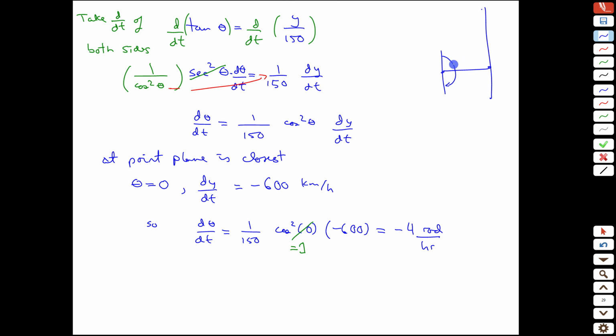And again, is that unreasonable? Not too bad. When we're that far away and traveling 600 kilometers per hour, it's not going to look like the plane is moving that quickly when we're that far away from it. So this seems like a not unreasonable value.